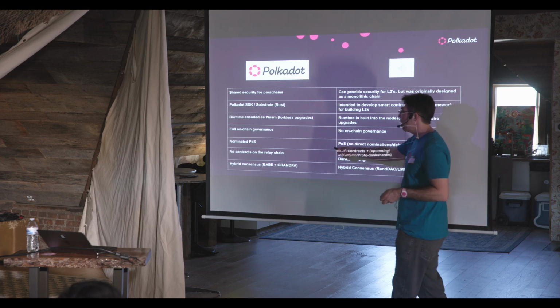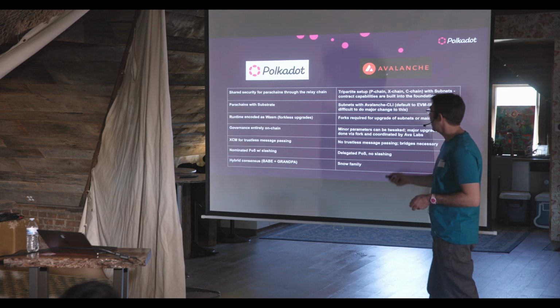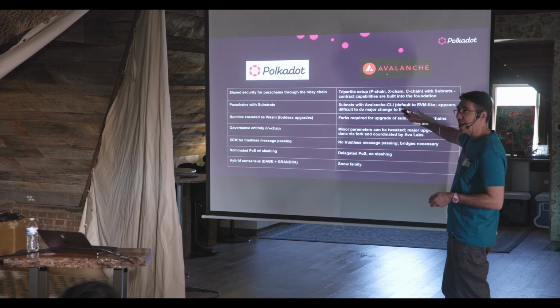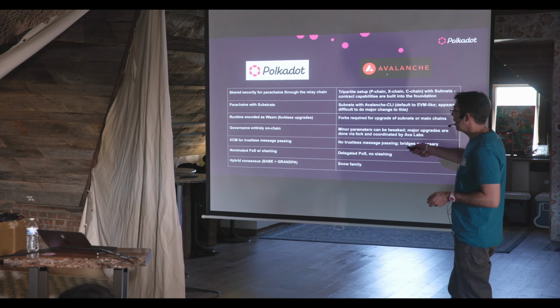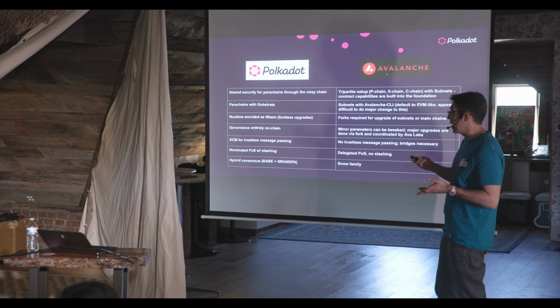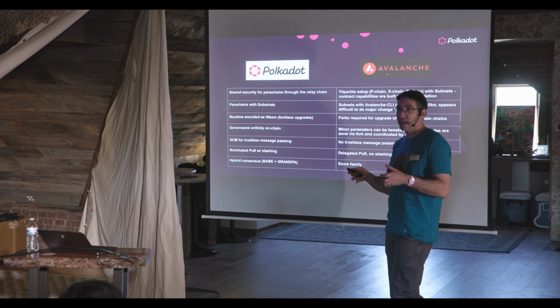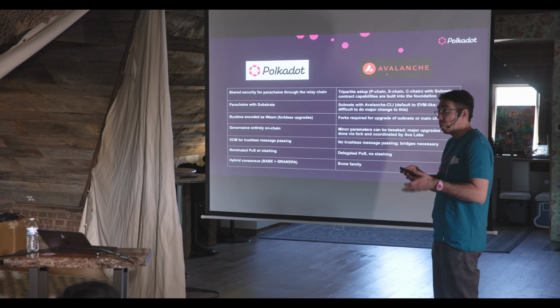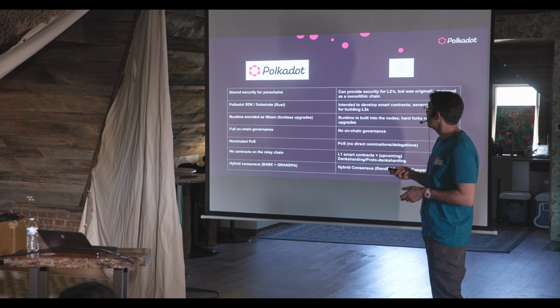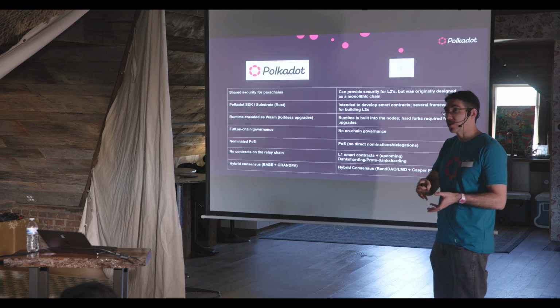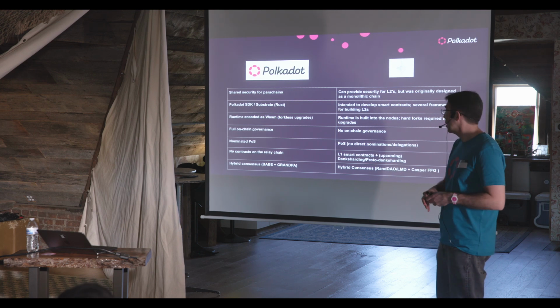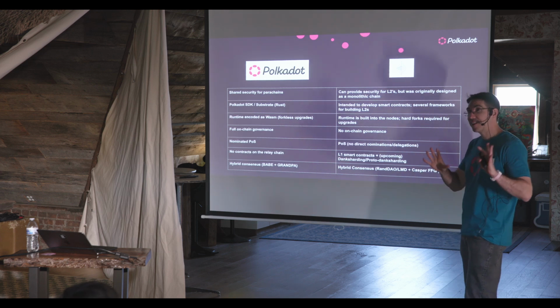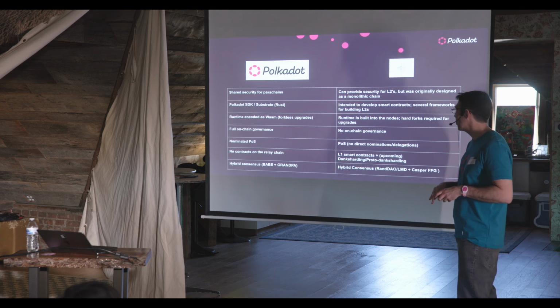Polkadot, no contracts on the relay chain. Actually, this is something I forgot to mention here. One of the nice things about Avalanche compared to Polkadot is you have the ability to write smart contracts on the main section of the chain. If you don't want to deploy to some other parachain, you actually can write smart contracts on the core layer. If that's good or bad, again, it depends on what you're looking for.